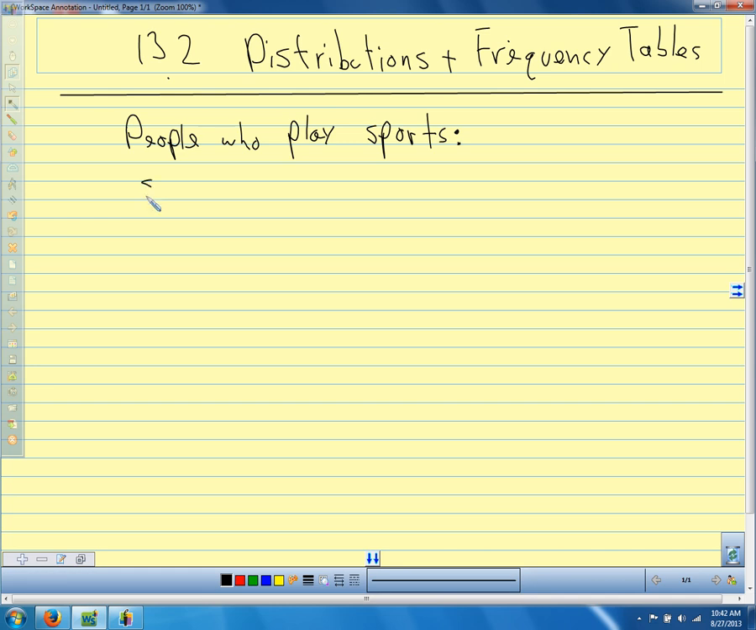So in one column I'm going to say sport, and in another column I'm going to say the frequency, or how many people. And we call it frequency because we're just counting how often that particular sport comes up. So we call this the frequency.